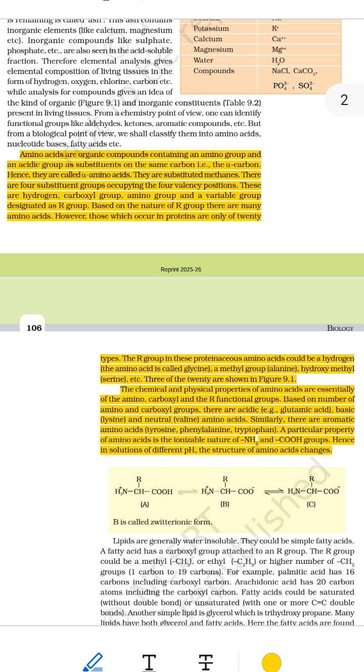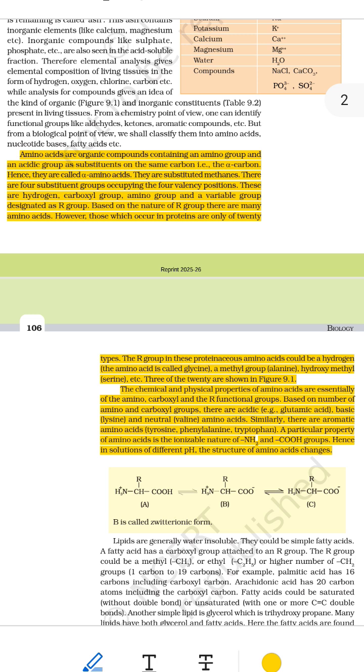Basic structure of an amino acid. Each amino acid has a central carbon atom called the alpha carbon, or A carbon, which is connected to 4 different groups. 1. Amino group, written as NH2, basic in nature. 2. Carboxyl group, written as COOH, acidic in nature. 3. Hydrogen atom, a single hydrogen, H. 4. R group. This is a side chain, and it is different in each amino acid. The R group is what makes each amino acid unique.